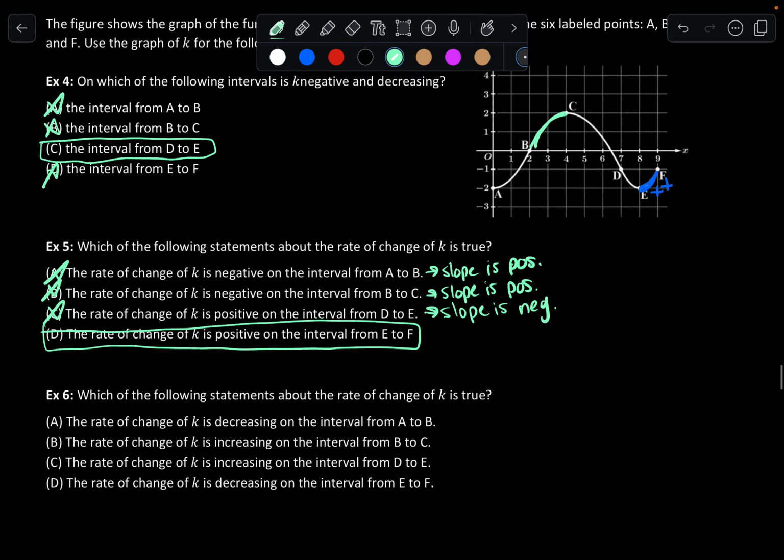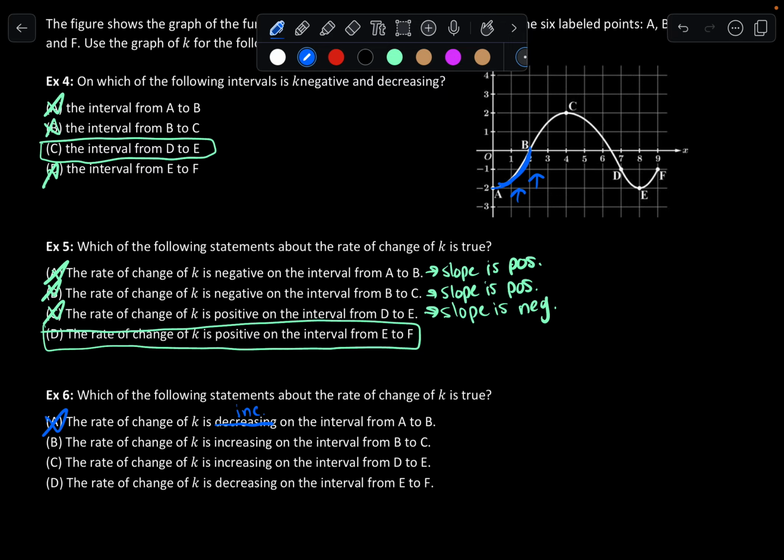And then number 6, which of the following statements about the rate of change of k is true? The rate of change of k is decreasing on the interval from A to B. So now we are looking at concavity. When you're talking about the rate of change increasing or decreasing, you have to switch your mindset and look at concavity, okay? So from A to B, if my rate of change is decreasing, that means it should be concave down, but it's concave up from A to B. So that means it should be increasing, but that's not what it's saying. So A is not correct.